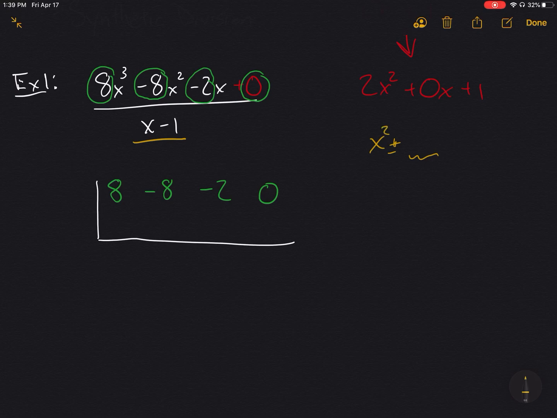If it was x squared or 2x squared, then we wouldn't be able to use synthetic division, and we'd have to use polynomial long division. For now, I'm going to be giving you guys stuff that you can only use synthetic division on, so don't worry about that too much.